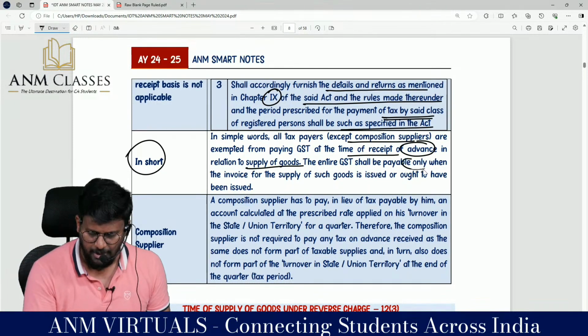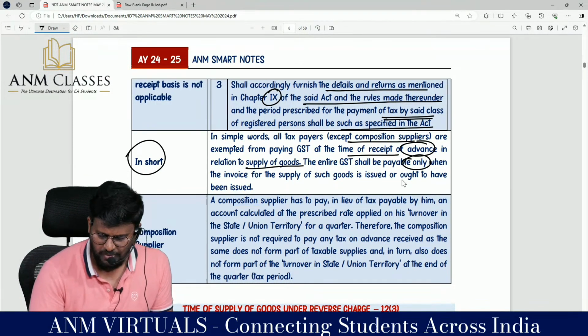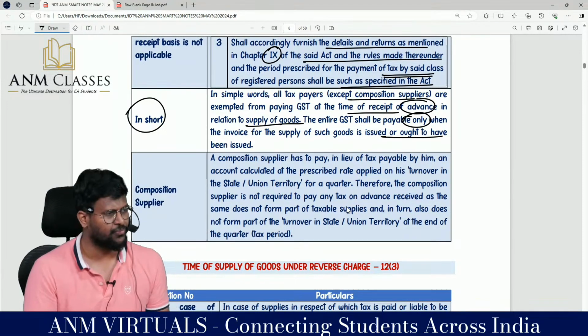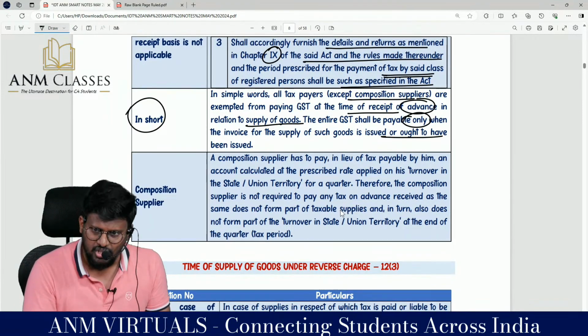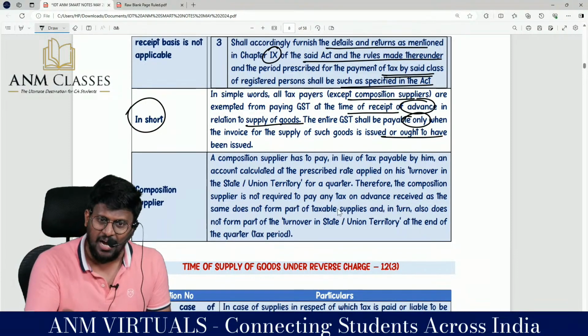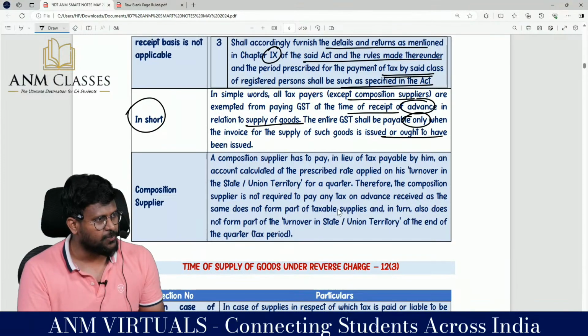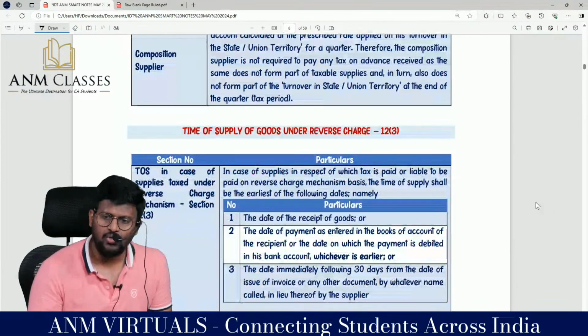Entire GST shall be payable only when the invoice for supply of such goods is issued or ought to have been issued. Right? But this notification will not be applicable to a composition dealer, because a composition dealer does not pay tax based on advance; he pays tax based on turnover only. Right? So what is 12.1?